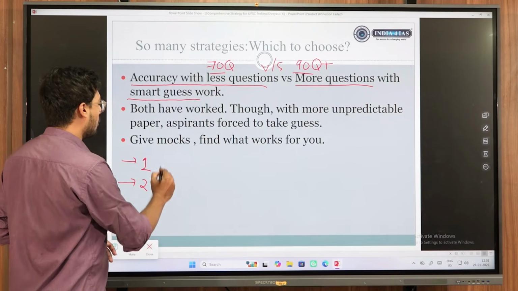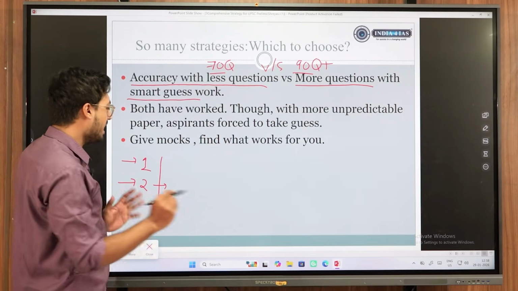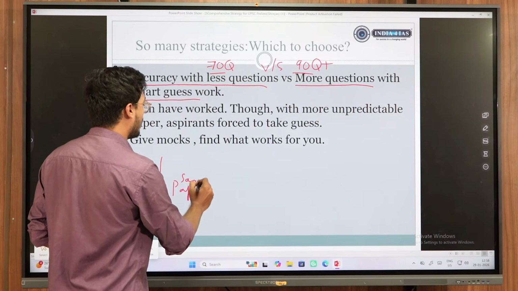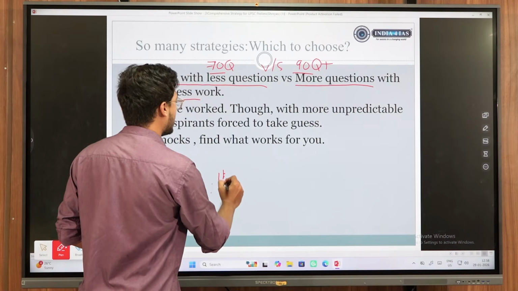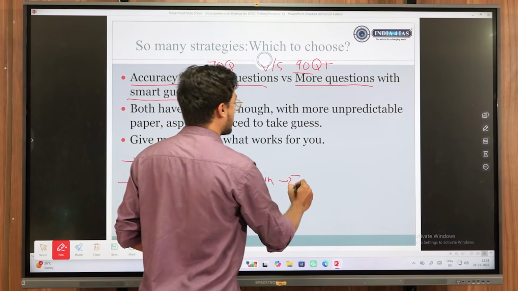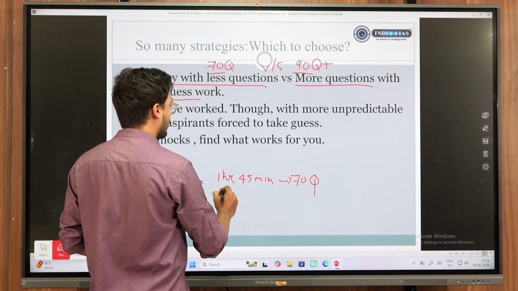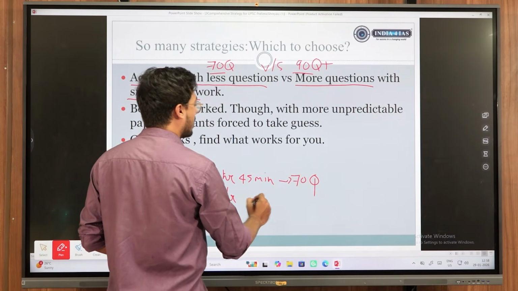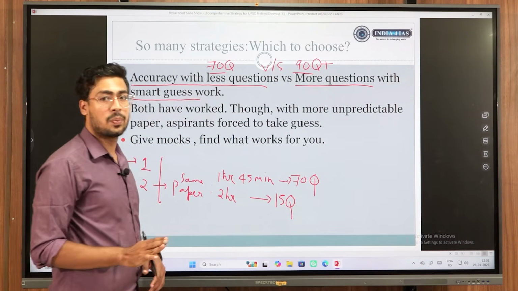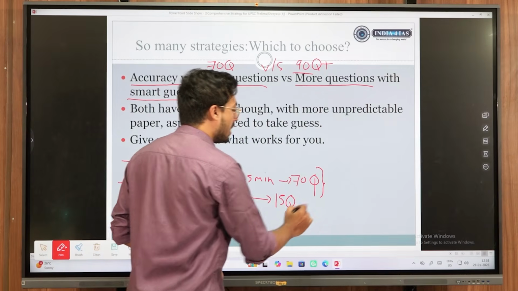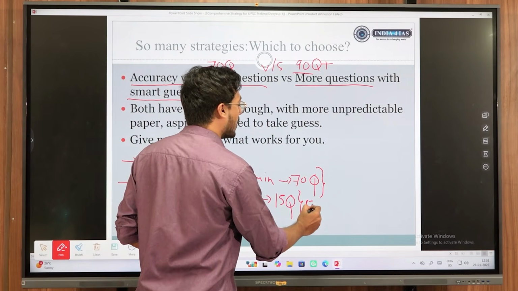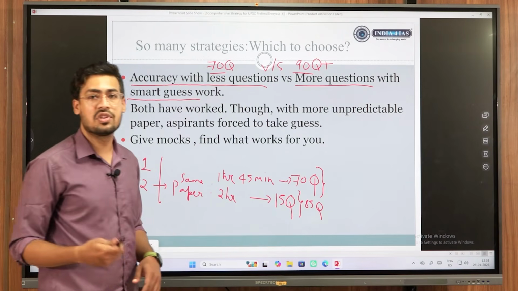In another way of doing it, take the same paper. In 1 hour 45 minutes, try to attempt 70 questions, and in the next 15 minutes try to attempt the 15 extra questions which you wanted to attempt. Then sum up the marks. Are you getting more marks when you attempted 70 questions in the same paper, or are you getting more marks when you attempted 85 questions in the same paper? You yourself will know what is working for you.